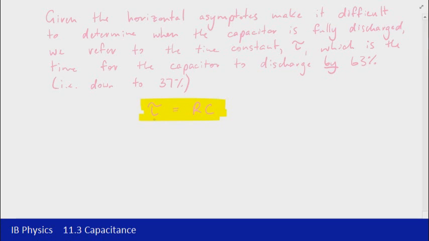Now you'll notice here that the time constant will increase if we increase the resistance. Likewise, it'll increase if we increase the capacitance. So either of those two quantities can cause the time constant to be longer.